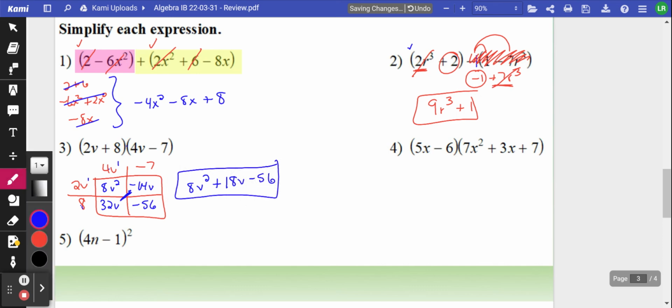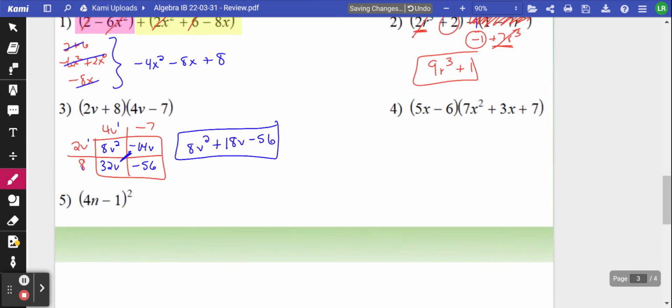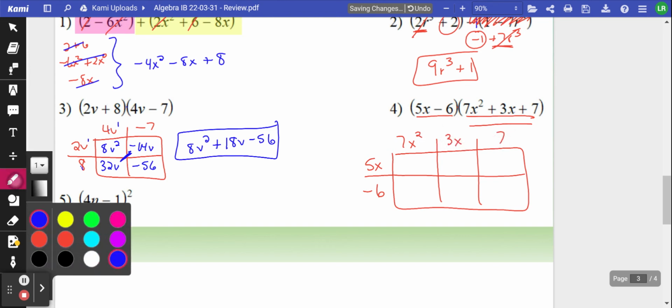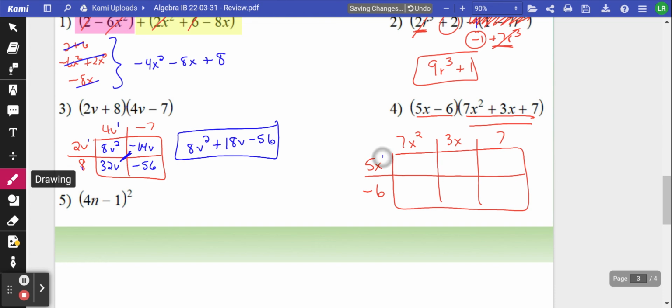Okay, number 4. There is nothing in between the parentheses. So this is 2 things multiplied to 3 things. I need a 2x3 box. On the side with 2, make sure you put your binomial, the 5x minus 6. On the side with 3, make sure you put your trinomial, 7x squared, 3x, and 7. And then I got to remember when I'm multiplying to add exponents.